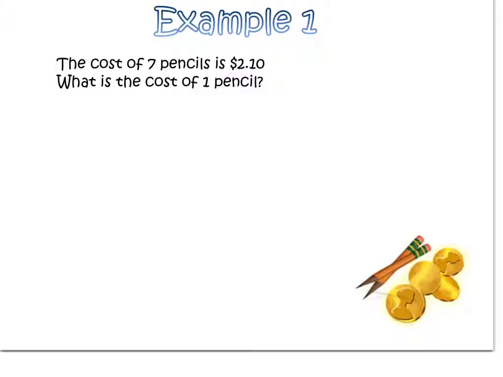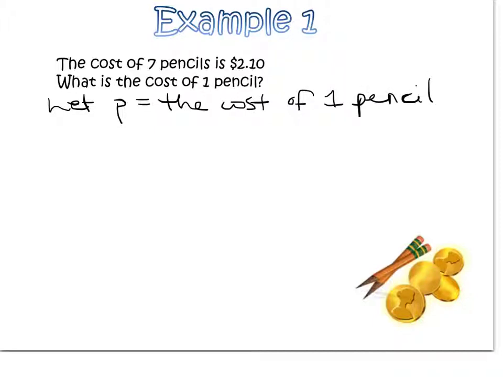Okay, first example is the cost of 7 pencils is £2.10. What is the cost of 1 pencil? Now you can probably work this out in your head without an equation, but we're going to just go through the steps anyway with an easy example. So the first thing we've done is we've read the question, so I know that what I'm trying to find out is the cost of 1 pencil. So my second step is to define my variable. So I'm going to let P, because P stands for pencil, equal the cost of 1 pencil.